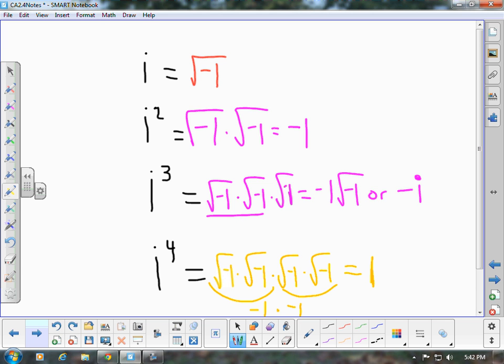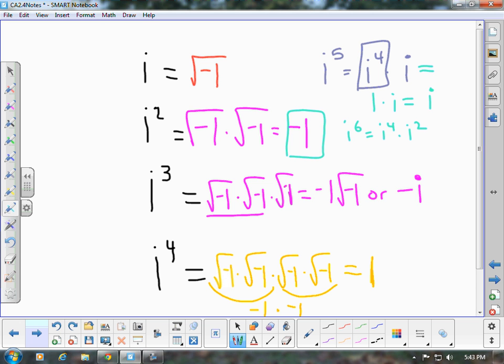And now, if you go on further and talk about i to the fifth, that's like saying i to the fourth times i. And we already know that i to the fourth is 1. And 1 times i is i. So i to the fifth is the same as i. If you do i to the sixth, that is the same as i to the fourth times i squared, which is going to be a negative 1.